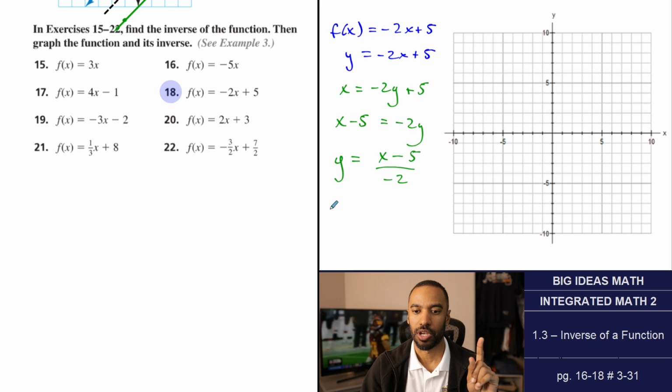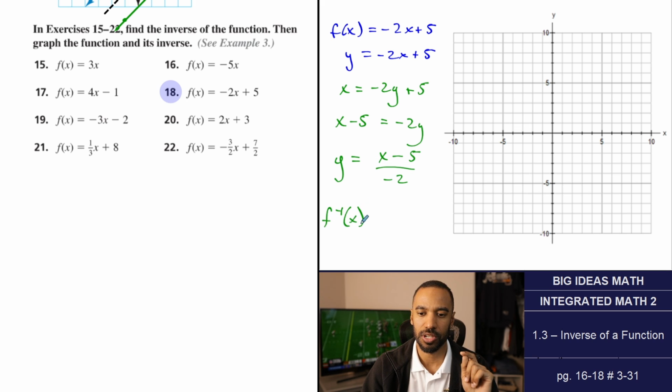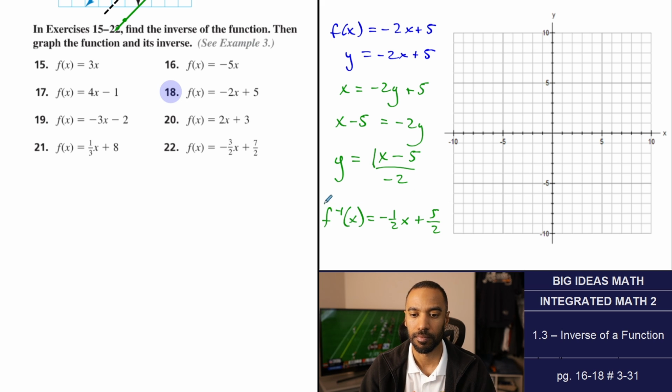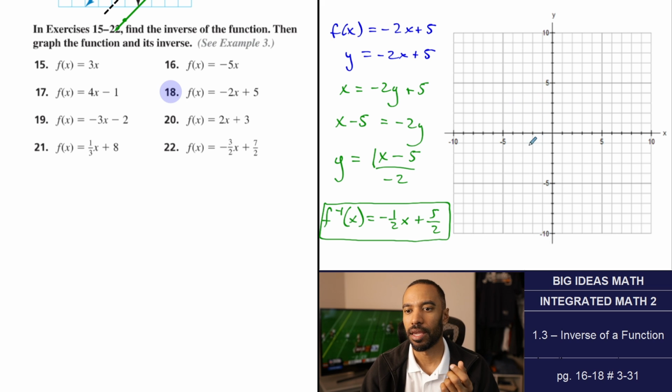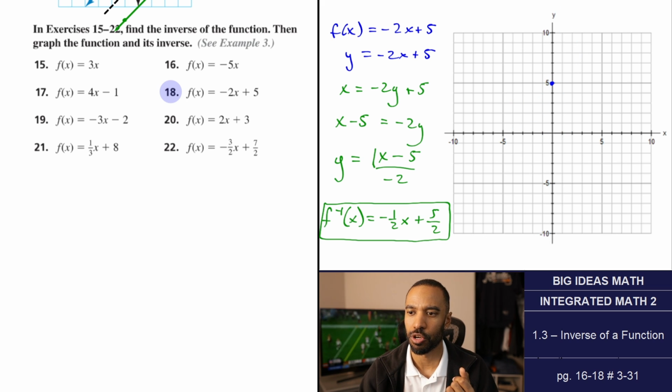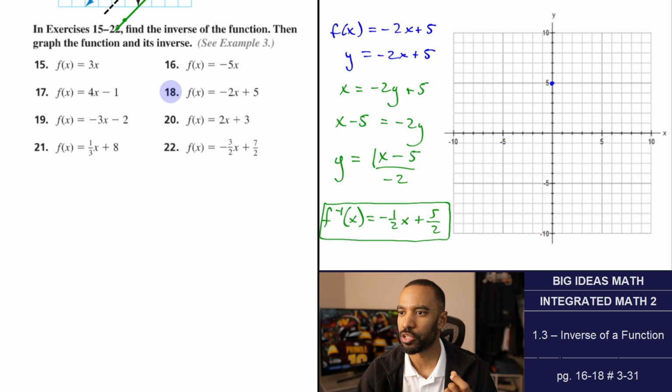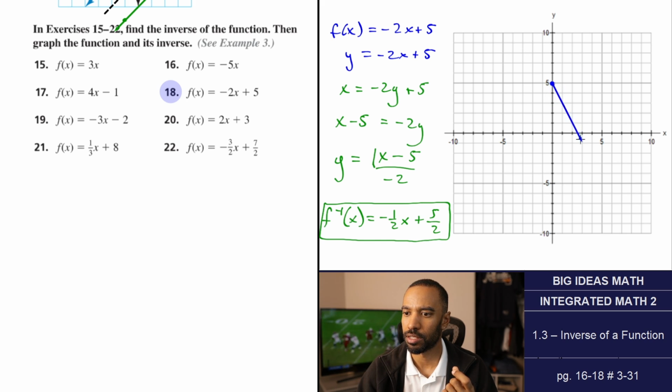Negative 2, right? So the inverse of 1 over negative 2 is negative 1/2, so negative 1/2 x. Negative 5 over negative 2 is positive 5 over 2, which is also 2.5 as a y-intercept. The original is negative 2x plus 5. So from here, let's try down 2 over 1, down 2 over 1, boom, boom, boom, boom, boom, like that.